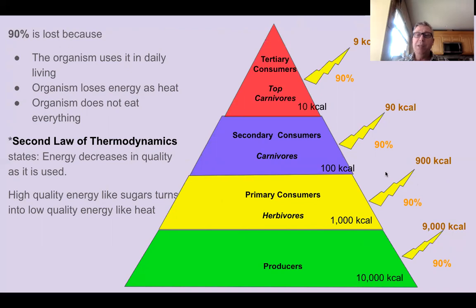But this heat, once it dissipates into the atmosphere, we can't reuse it, right? We can't use that energy to keep us going, right? We can't capture that energy again. So that's what we mean by decrease in quality, all right? So sugars are high quality, right? Because we can use them, but the heat is low quality. We can't use it. And that's what we mean by the second law of thermodynamics.